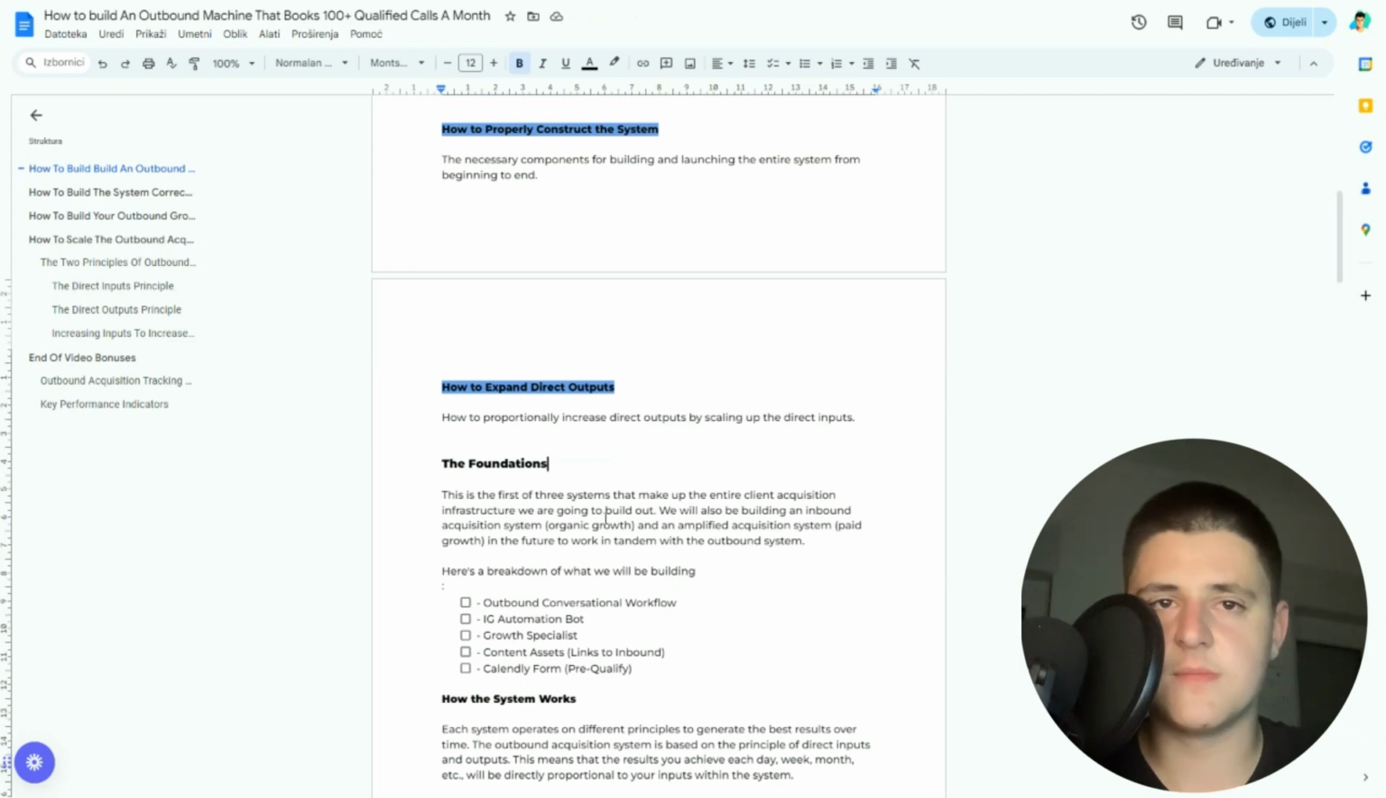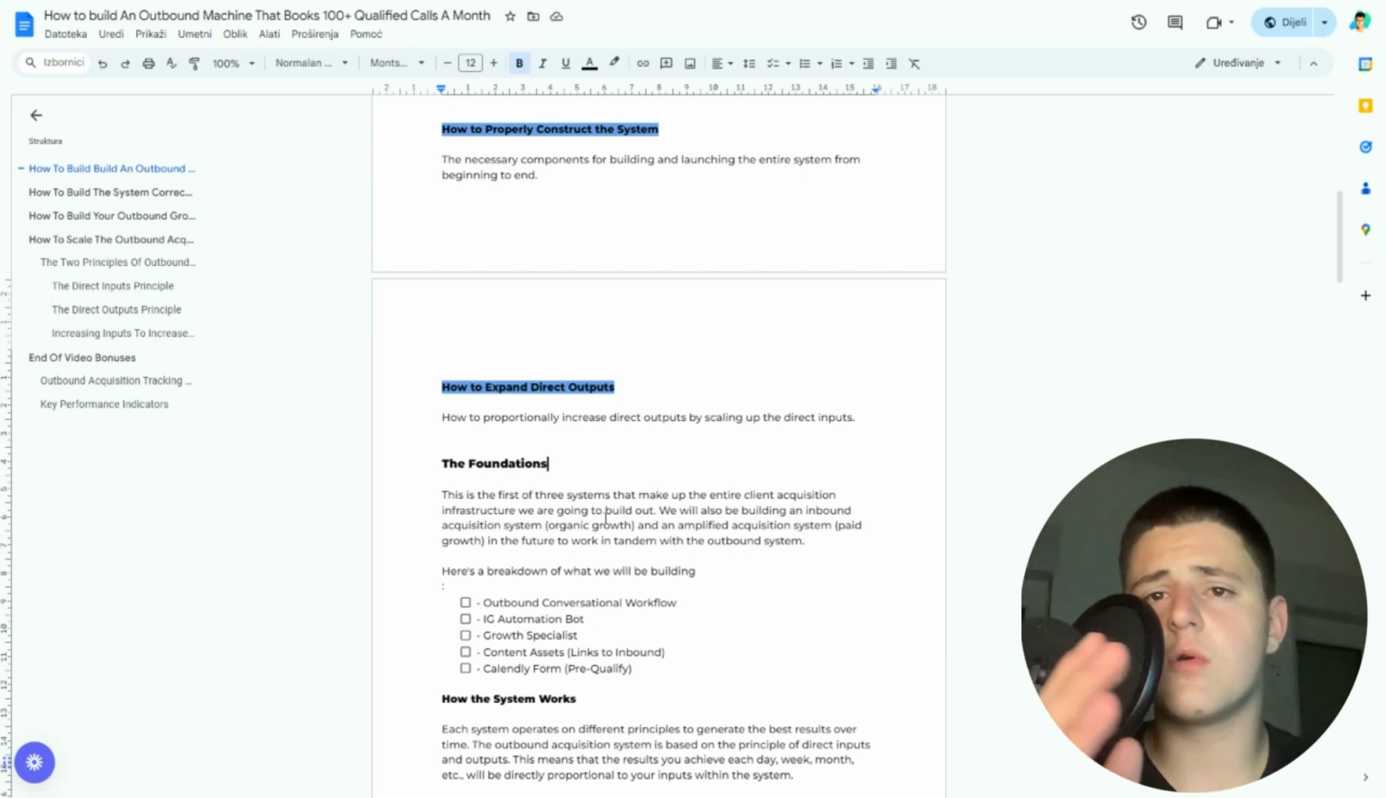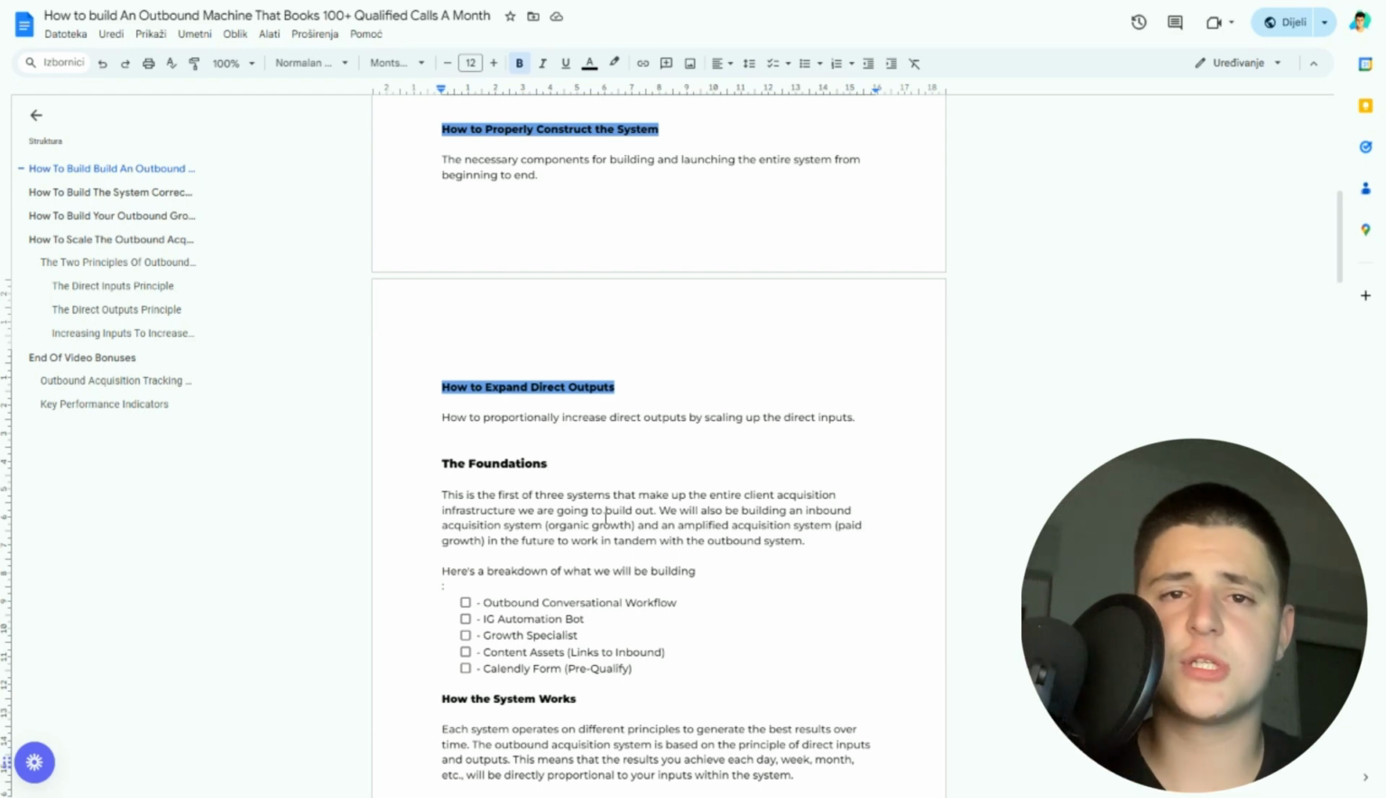The foundations. This is the first of 3 systems that make up the entire client acquisition infrastructure that we are going to build out. We will also be building the inbound acquisition systems with organic growth through YouTube and long-form content, and amplified acquisition systems with paid growth. We have 3 types of growth: practical, amplified, and organic growth. If you combine all of these three systems, you will actually scale in 1 month and hit that 10K per month goal easily.